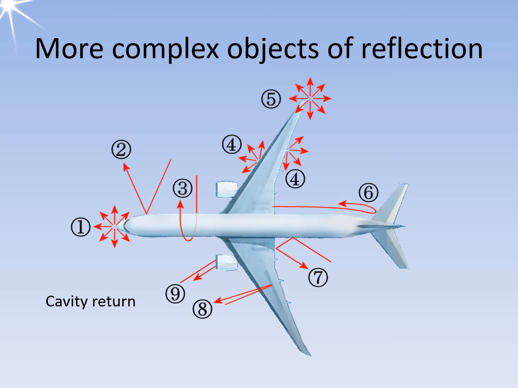9th, cavity return. Multiple reflections can also occur in cavities such as the inlets of the engines, a transparent radome, or the windows of the cockpit. A characteristic Doppler frequency can then be generated by the compressor blades in the engines. 10th, curvature discontinuity return. Waves are also scattered by discontinuities in slope, curvature, etc.